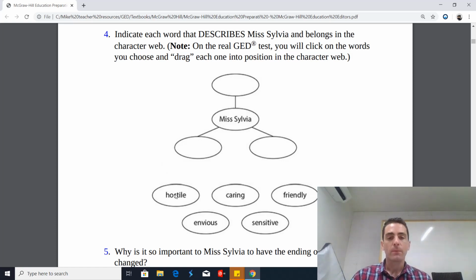So hostile. Hostile means unfriendly, or if you're hostile to someone, you're unfriendly towards them, unapproachable, angry. So Miss Sylvia, that doesn't really describe her character. She seems quite nice. After all the children crowd around her. So she's definitely not hostile. Caring, for sure. All the kids love her. Friendly, for sure. All the kids love her. Envious, jealous. There's no jealousy in this story at all. So it can't be that. So it must be sensitive. So you would drag up caring, friendly, and sensitive there. They're the three words that describe Miss Sylvia's character or personality.